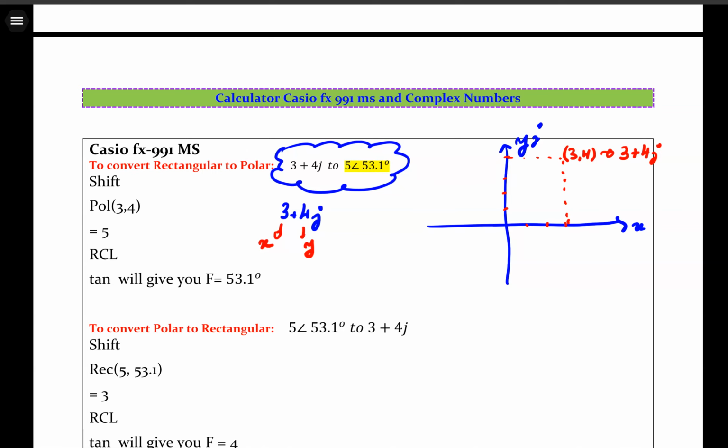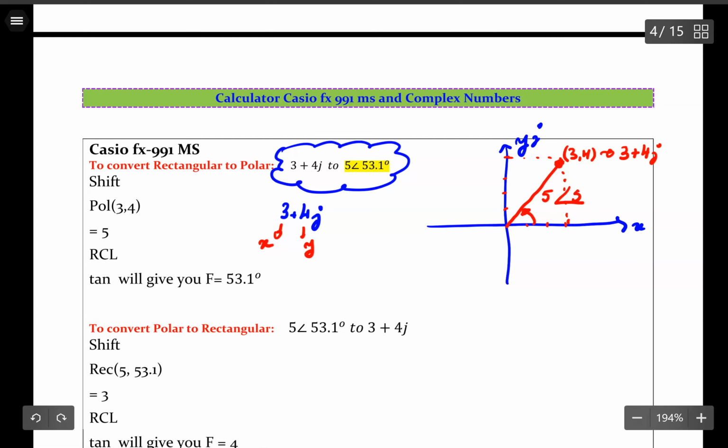So what you have is you are going to draw a vector from 0, 0 up to this coordinate 3, 4. Okay, so right there we do that. And r in this case would be 5, and the angle theta in this case would be 53.1. So you see, this is the complex number in rectangular form, also in polar form, and vice versa.